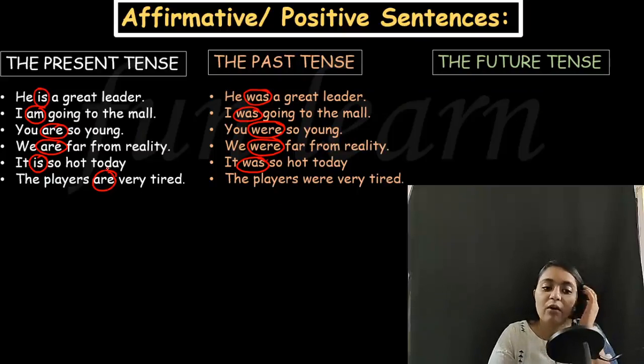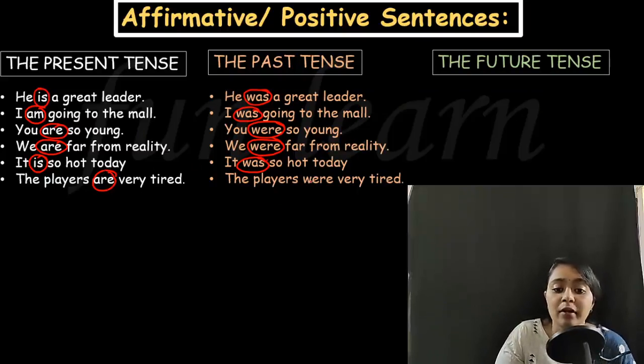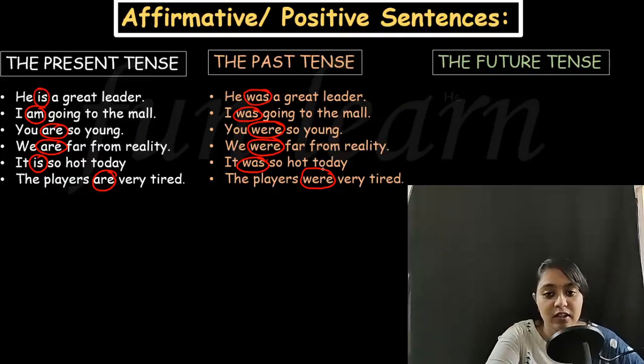They are tired now, right? So we'll be saying are, but they were tired yesterday. That means we're saying were very tired. Okay, now let's see the future tense, how it changes.